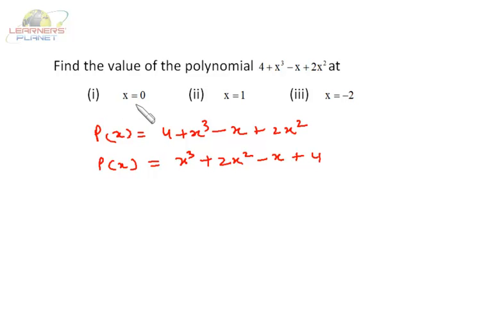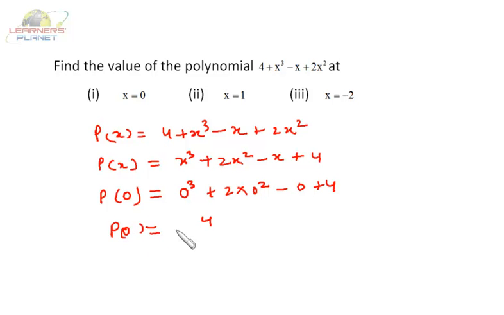Now suppose I have to find out the value of this polynomial at x is equal to 0. That means I'll be putting the value of x as 0. So what it will be? It will be p(0) is equal to 0 cube plus 2 into 0 square minus 0 plus 4. So finally we are getting 4. So the value of the polynomial when x is equal to 0 is 4. Now let's see when x is equal to 1, what happens?